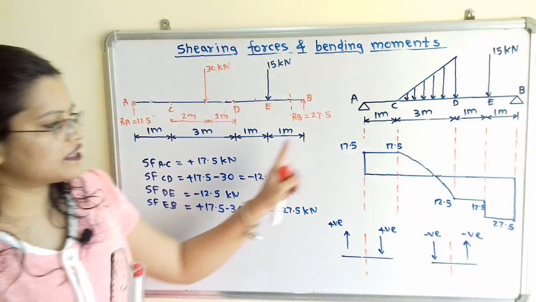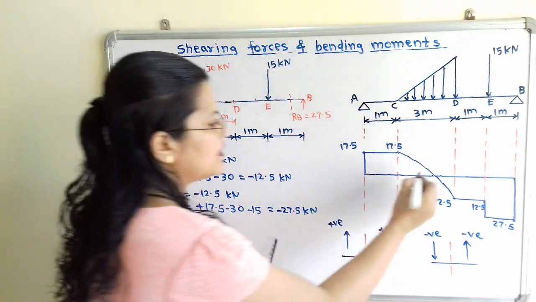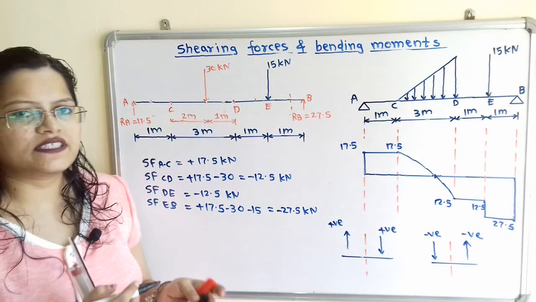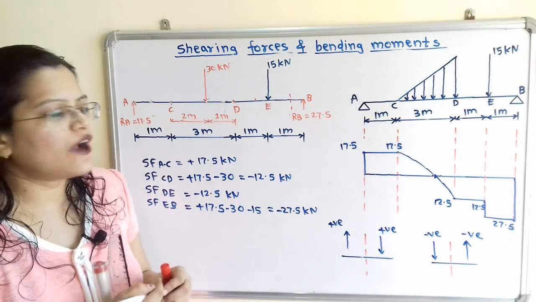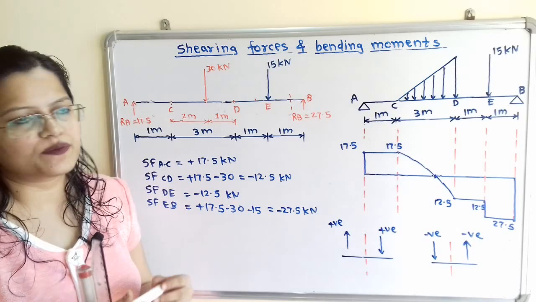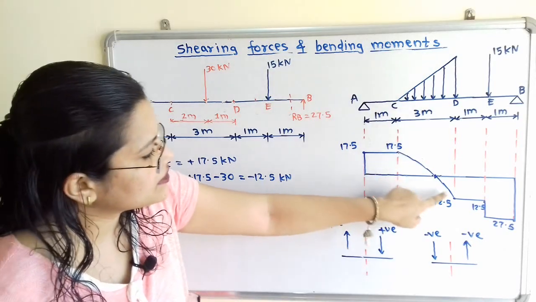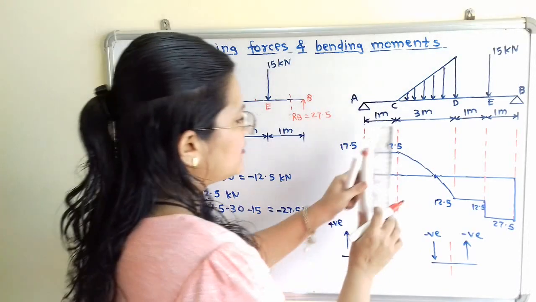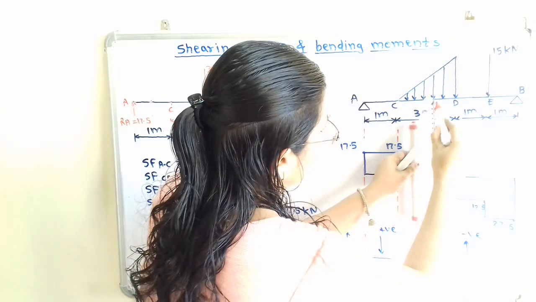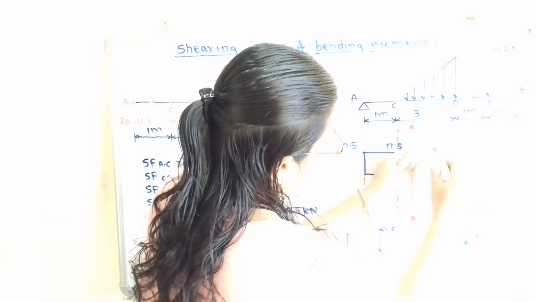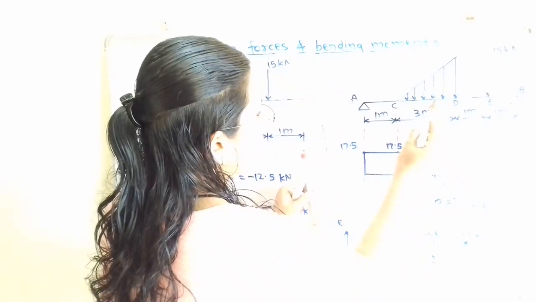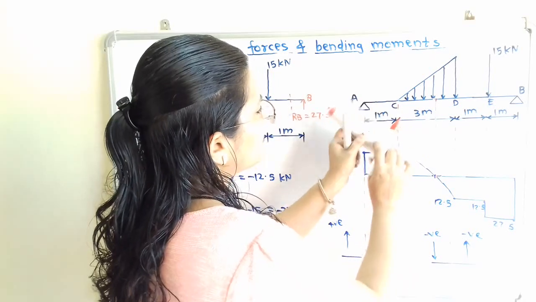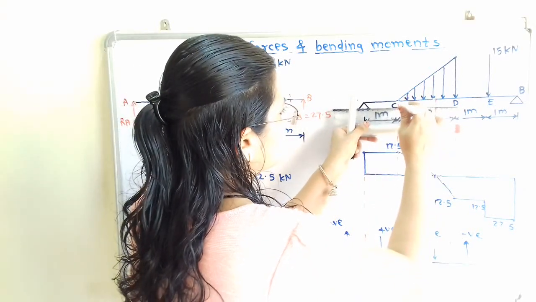If we observe the shear force diagram, here is the point where the shear force value is equal to 0, and we have to find out the location of this point. Now this curve is a parabolic curve, so I will extend this line in the upward direction. And this distance of this point from the point C we will consider as a distance x.